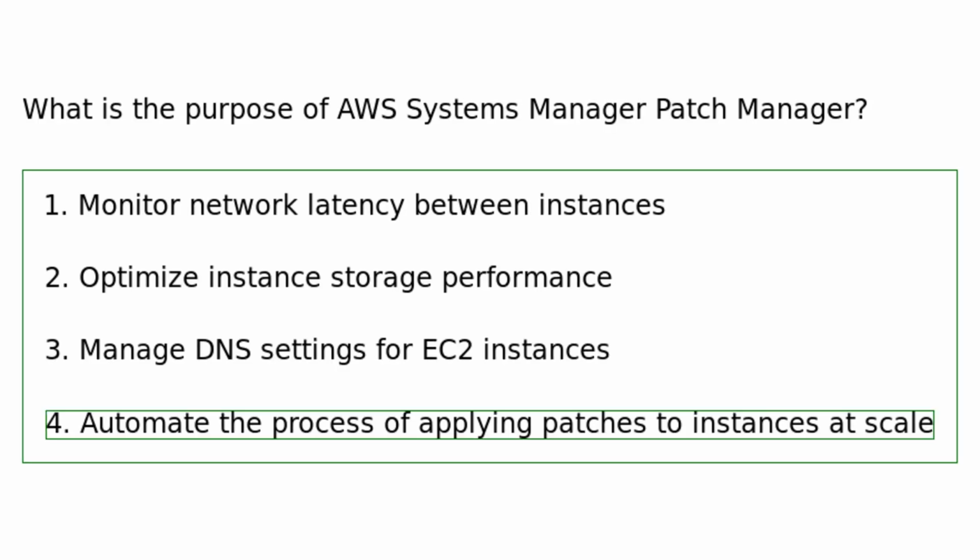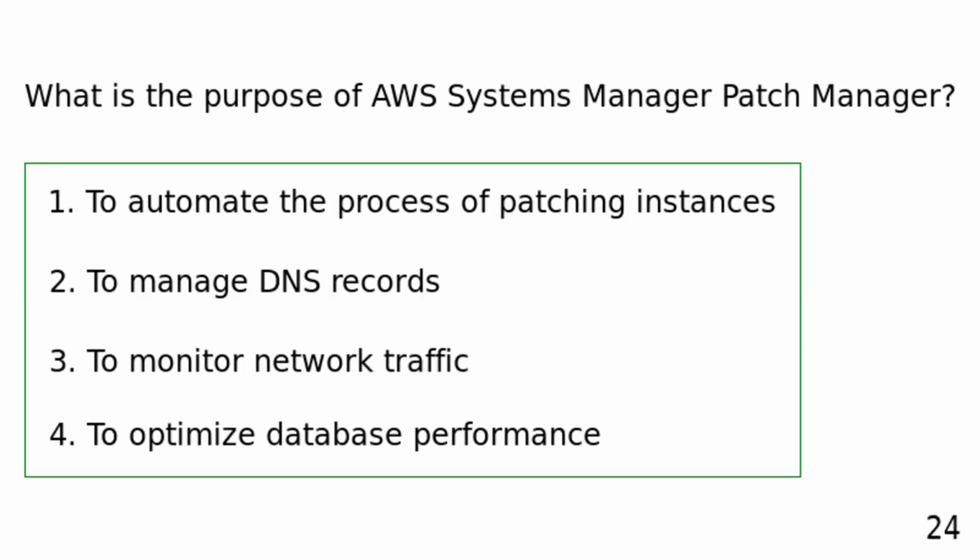AWS Systems Manager Patch Manager automates the process of applying patches to instances at scale, making it easier to maintain the security and compliance of your infrastructure. What is the purpose of AWS Systems Manager Patch Manager? To automate the process of patching instances. To manage DNS records. To monitor network traffic. To optimize database performance.